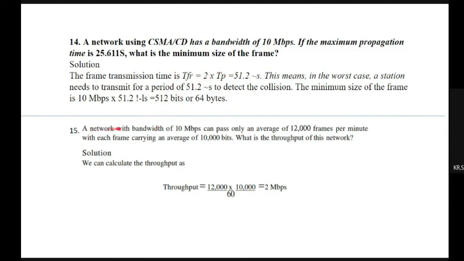Okay. Then a network with a bandwidth of 10 Mbps can pass only an average of 12,000 frames per minute, with each frame carrying an average of 10,000 bits. So what is the throughput for this network? You should remember all the formulas, then only you can find the answer. The throughput is the average number of frames times the bits, divided by 60. So 2 Mbps is the throughput value for this problem.